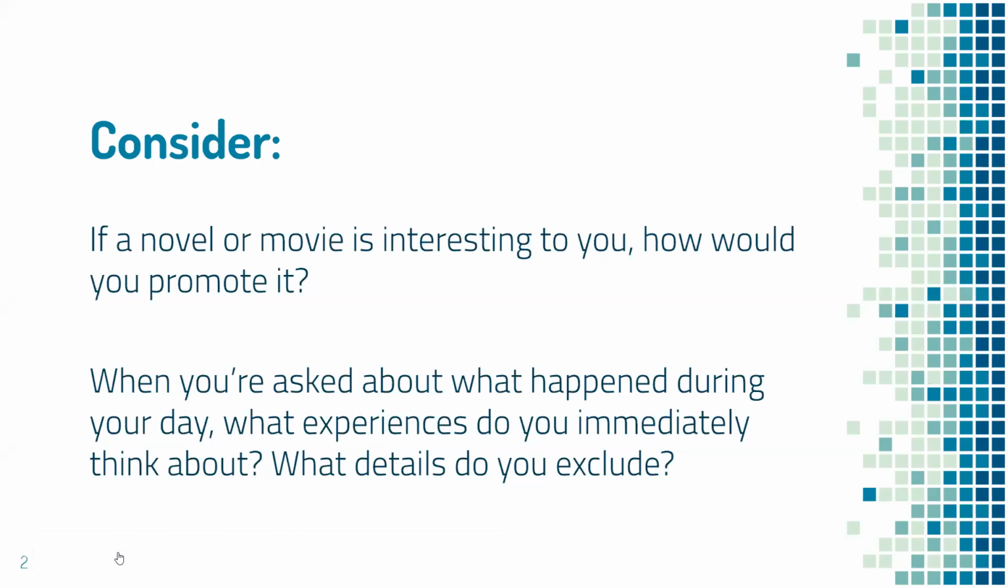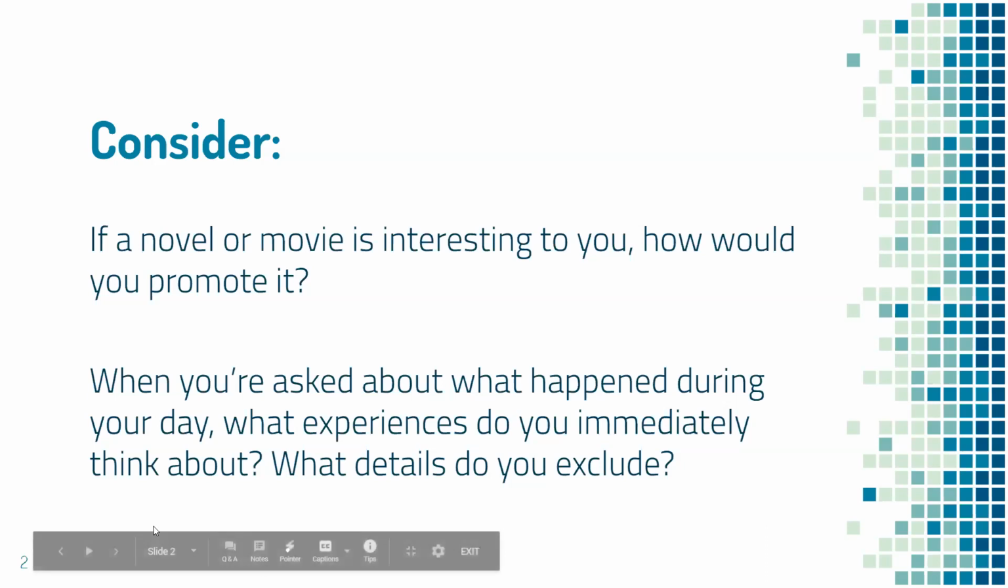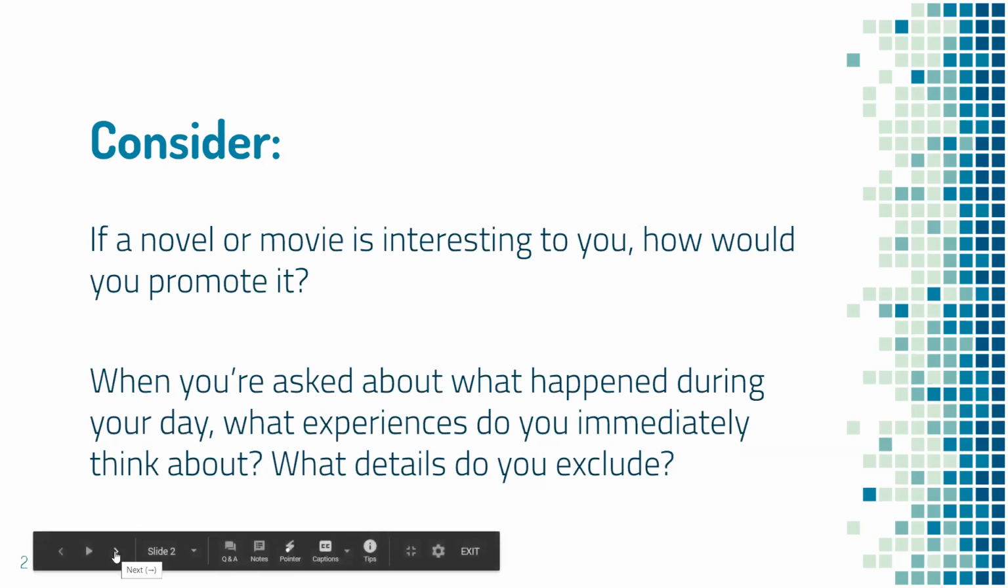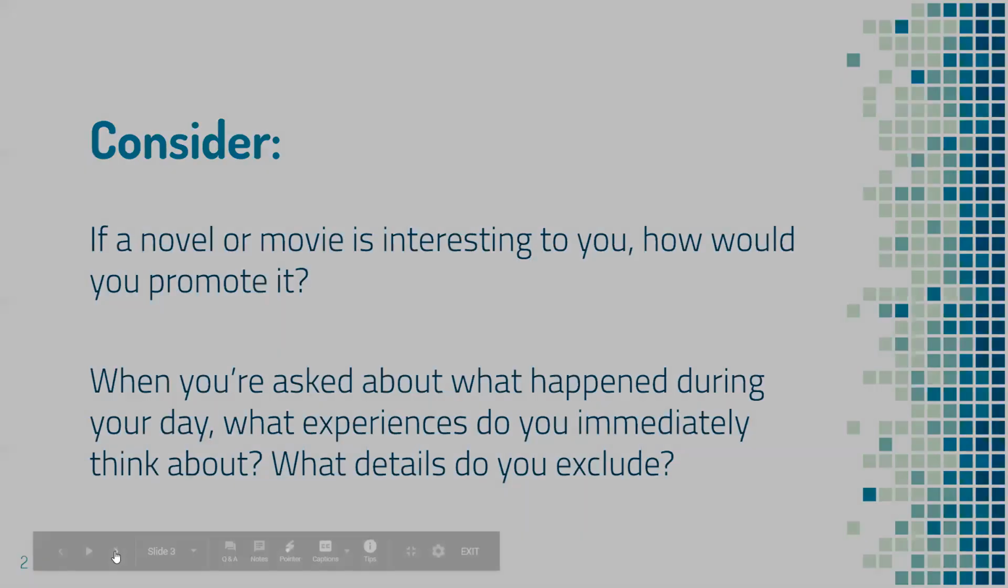When you are asked about what happened during your day, what experiences do you automatically think about? Most likely you think about the main events of the day, and you don't always think about the smaller things that happened, such as the amount of times you checked your watch or the amount of times you sanitized your hands during the day. And so this means that our brains already know how to identify main details and supporting details. But we're going to take a closer look at this, especially for an academic context.